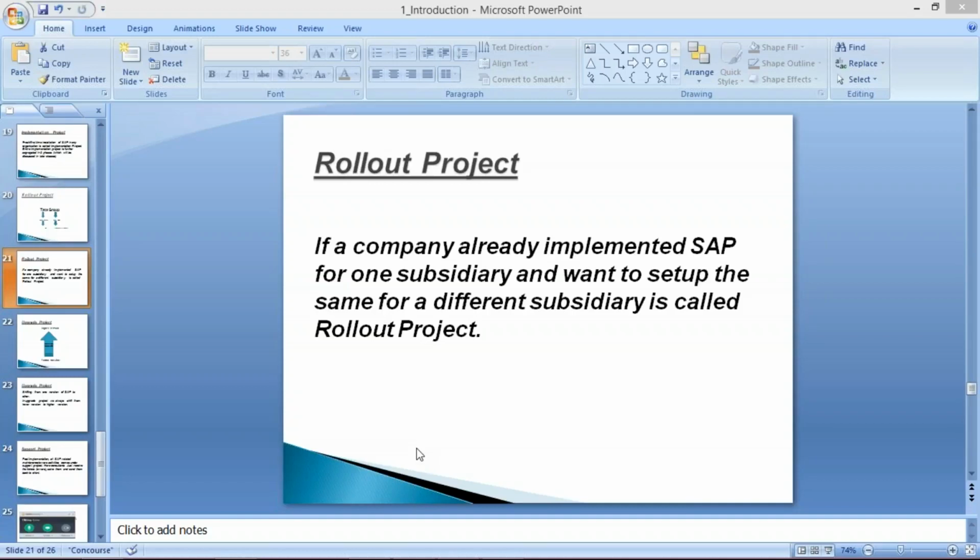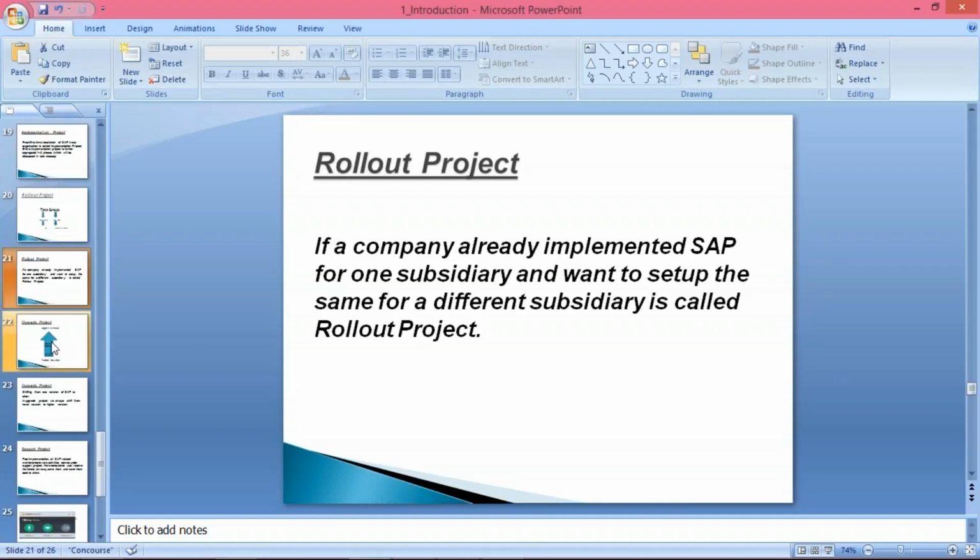So, as I said, rollout project means the same installation of SAP for a different subsidiary, under the same group company but for a different subsidiary. That is called a rollout project. Now look at the next project.